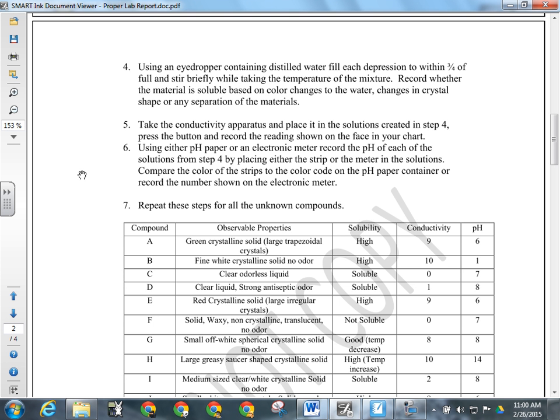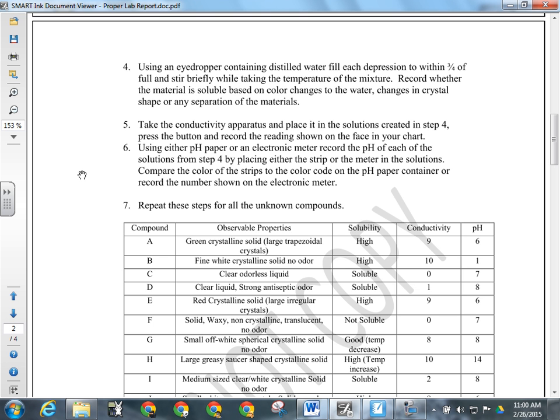Number 5, the conductivity test, is pretty straightforward. There's not much to say about that. Take the conductivity apparatus and place it in the solutions created in step 4 so that they don't waste materials, otherwise they might dump it out. Press the button and record the readings shown on the face in your chart. What am I missing in step 4? To rinse the conductivity tester between samples. Many of you mentioned that as well.